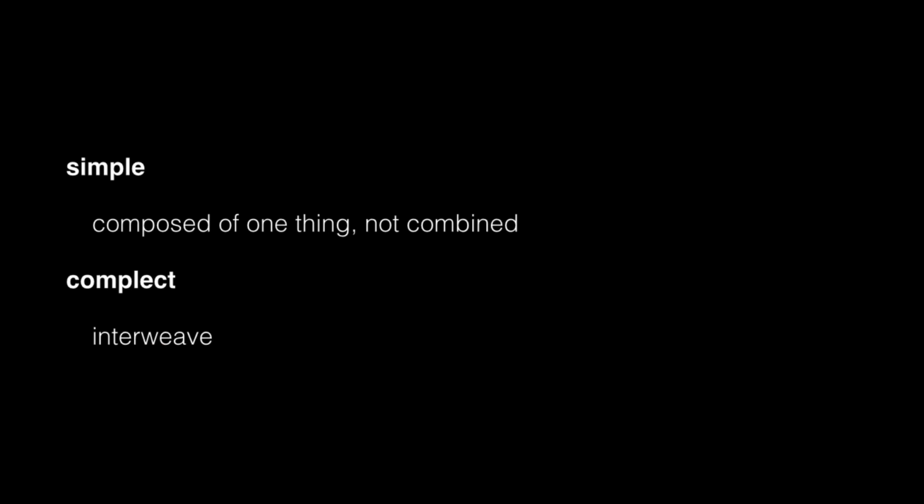Rich gives us a couple of definitions in his talk. One of them is simple. Basically the definition of simple is that it's composed of one thing, not combined. Just one thing. And complex is an archaic word that Rich brought back to life as the opposite, because you're interweaving things when you complex them.